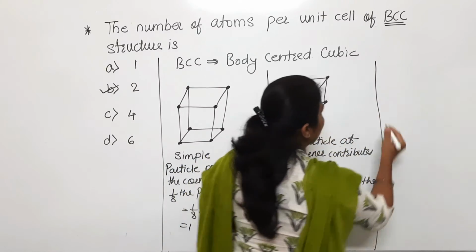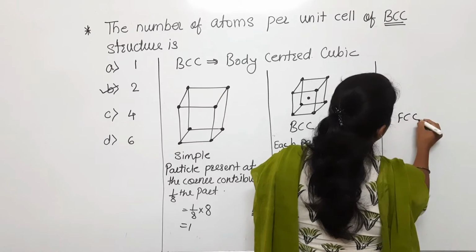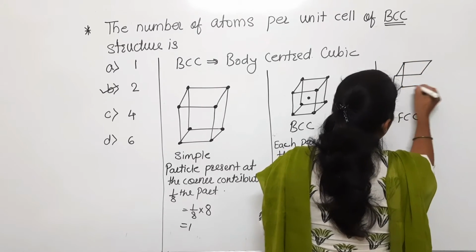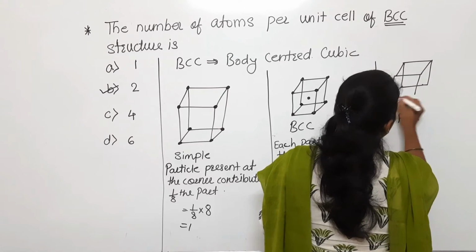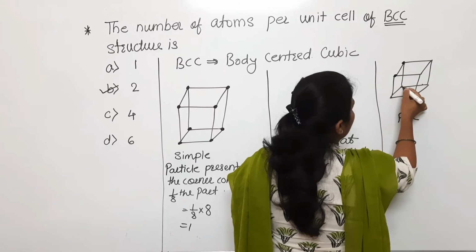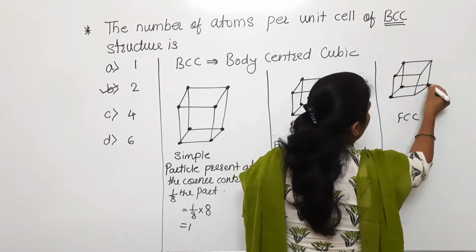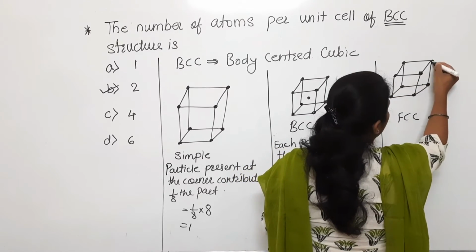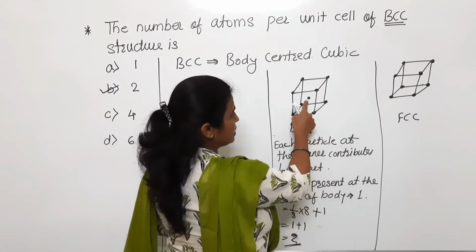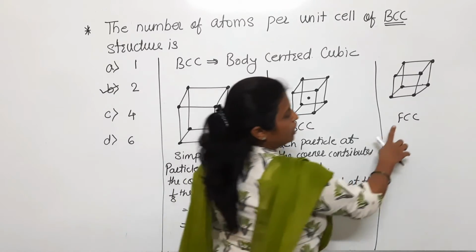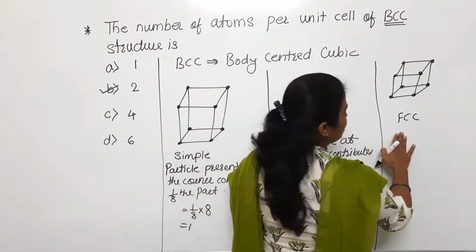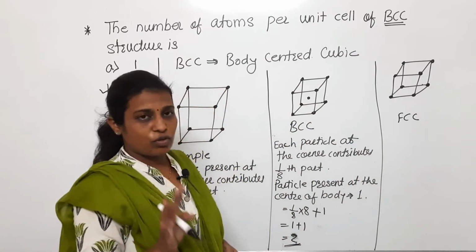Now the third one remains, that is the FCC. Now what will be the diagram? See, for FCC, again same diagram, only the position of the particles will be different. Common thing is that in each type of unit cell, 8 particles are present at the 8 corners. In BCC, body centered, means at the center of the body, 1 particle. FCC, face centered cubic, means on the faces there is a presence of a particle.